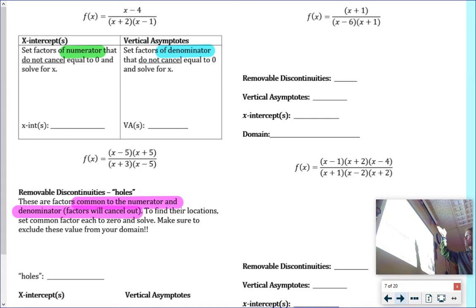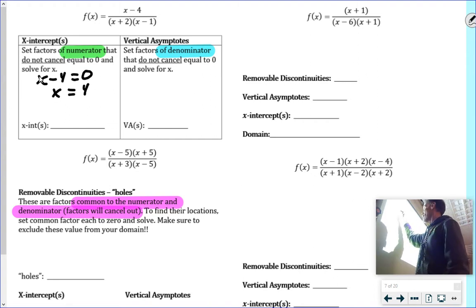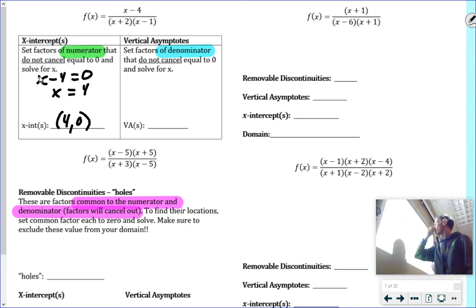So we look at that first example there. We have x minus 4 over x plus 2 and x minus 1. Nothing cancels out. So we just say, okay, the top thing is x minus 4. You set that equal to 0. So that means obviously x equals 4. So that means your x-intercept is (4, 0). It's always in that format, something, 0.